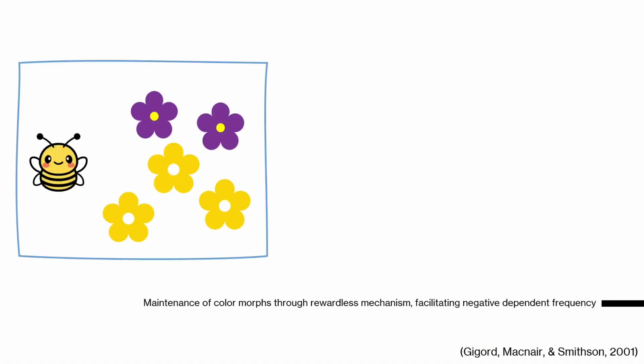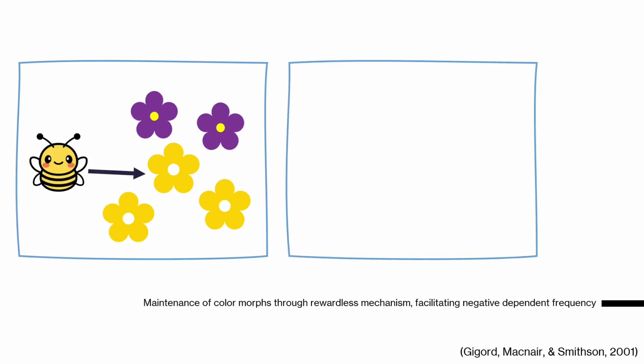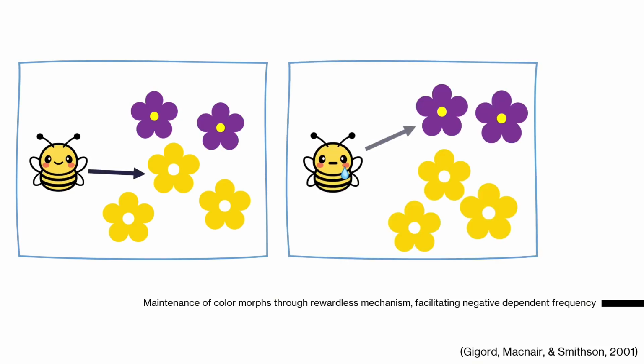Pollinators like bumblebees switch between flower colors due to reduced rewards from one color morph, increasing visits to another. As a result, the rare color morph is proportionately over-visited, leading to maintenance of relative frequency of color polymorphisms.